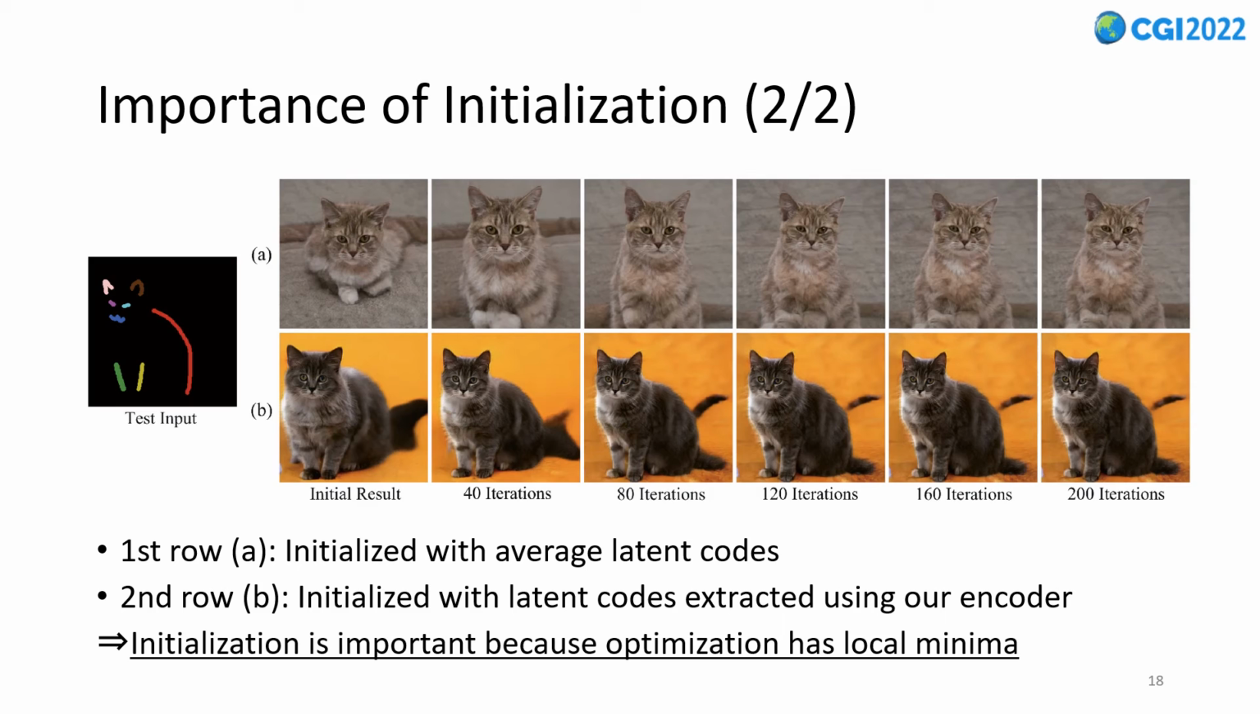In this figure, the first row shows the results from latent codes initialized with average latent codes in a latent space. The second row shows the results from latent codes initialized using our encoder. Obviously, the latter case shows better alignment with the input scribbles. This observation demonstrates that initialization is important because optimization has local minima.